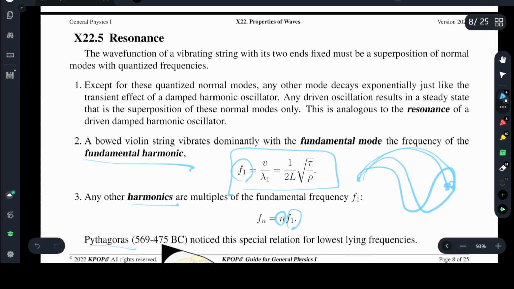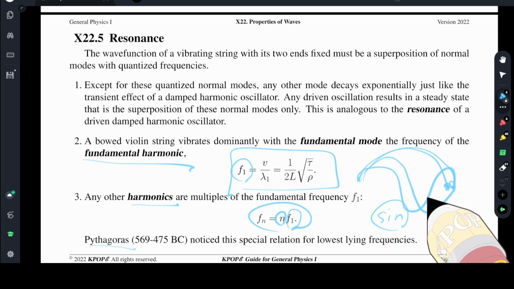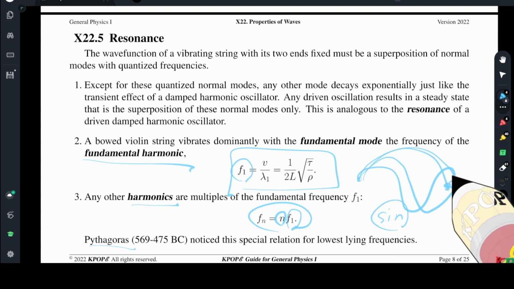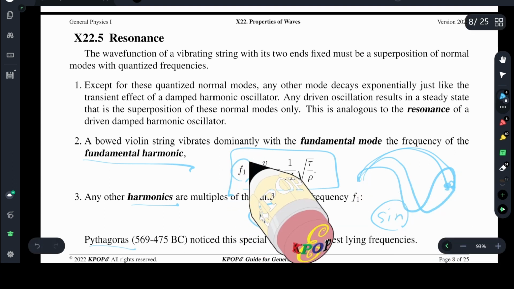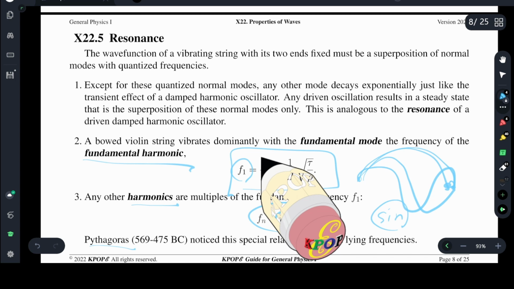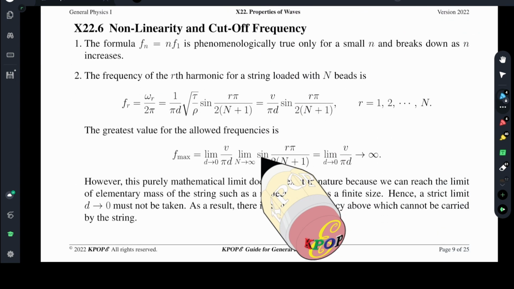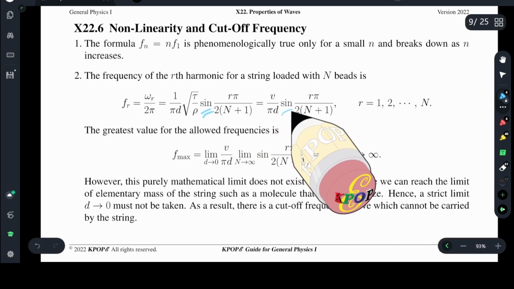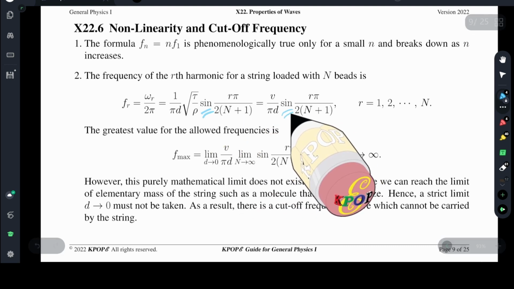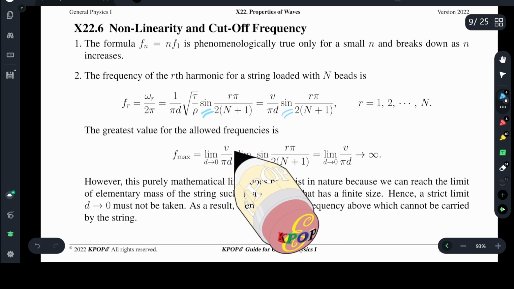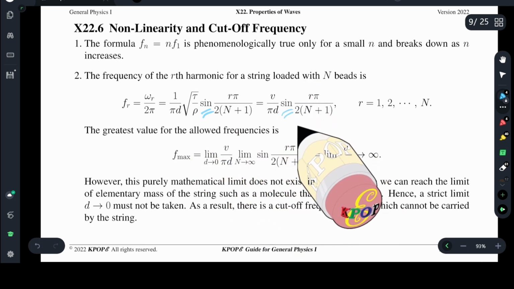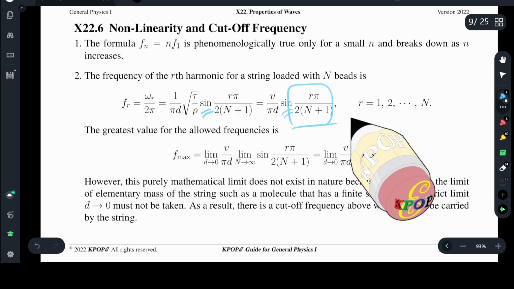Pythagoras understood this for the low lying frequencies, but in fact we have a sine function. It terminates; there is a cutoff frequency. The upper limit is not unlimited but limited. So the sine function dependence makes it more complicated. But as far as the lowest lying frequency is concerned, Pythagoras was right.